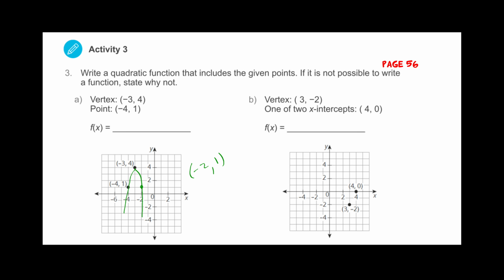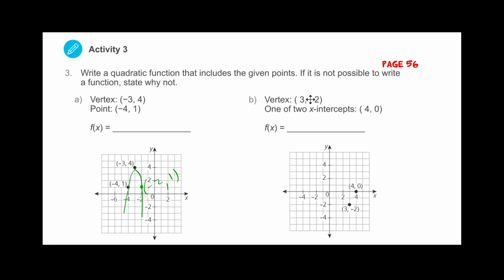So I should probably label that on the graph. We'll bring that over here. Negative 2, 1. That's that point right there. So now I have 3 points. Remember we talked about earlier in the lesson, as the last lesson, how many points do you need for a unique quadratic equation? The answer is 3. You need 3 points.